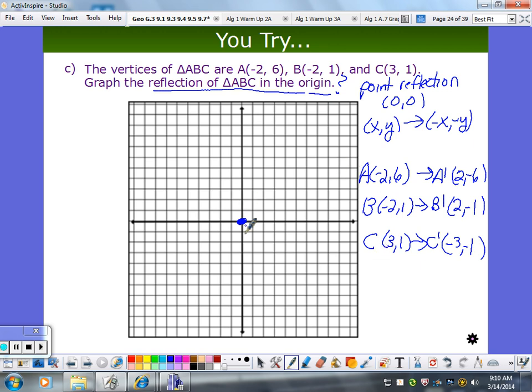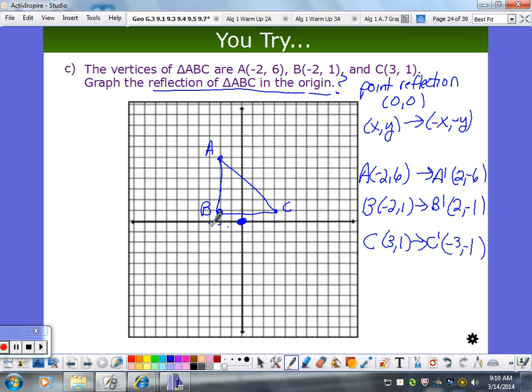Then what you do is you're just going to graph (-2, 6). 1, 2, 3, 4, 5, 6. Label points always. When do we label points? Always. (-2, 1). So here's my original pre-image. Here's triangle ABC. I want to know what its point reflection is. That's what it means, a reflection in the origin.